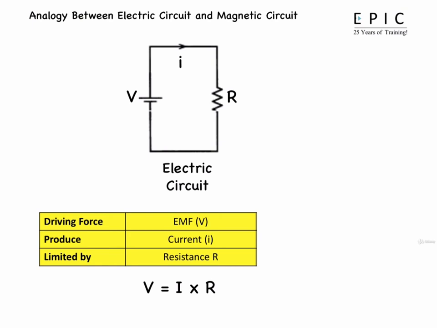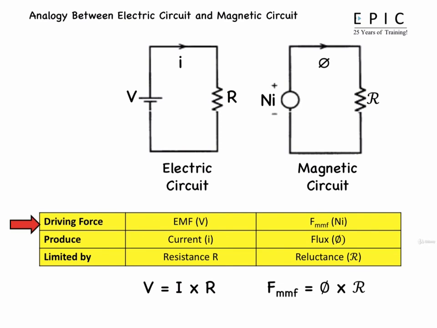It is sometimes helpful to draw an analogy between the electric circuit and the magnetic circuit, where MMF is related to EMF, current is related to flux, and resistance is related to reluctance.